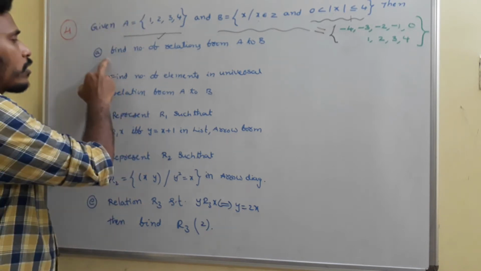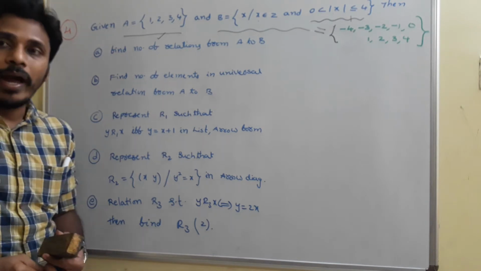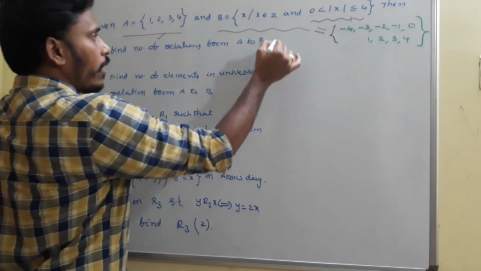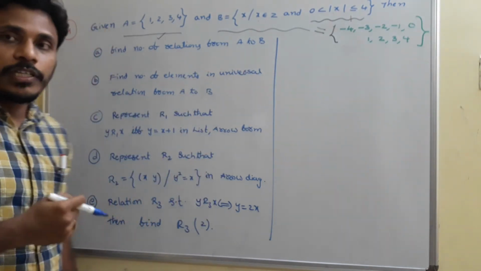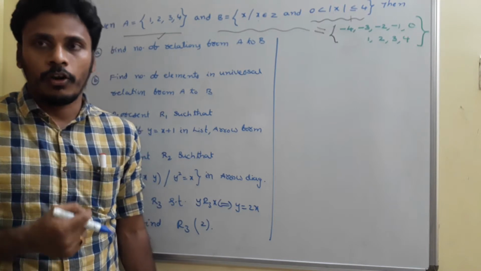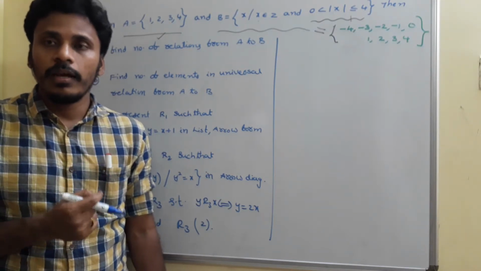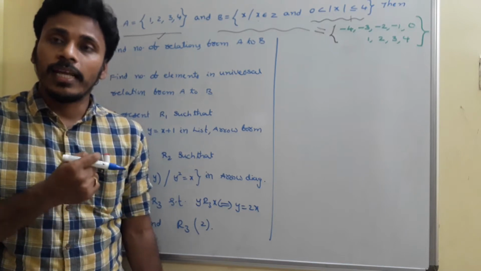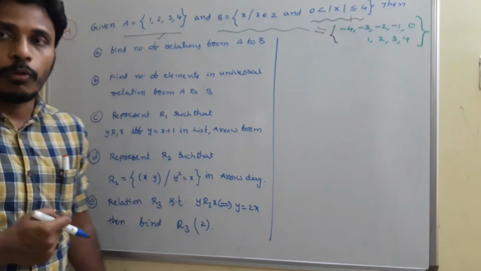Now our first question is find the number of relations from A to B. We need to find the number of relations from A to B. Okay, so what to say about this first question? As we discussed in the last class, relation is simply a subset of A cross B. So to find the number of relations from A to B, first of all we need to find the number of elements in A cross B and we need to calculate the number of subsets.